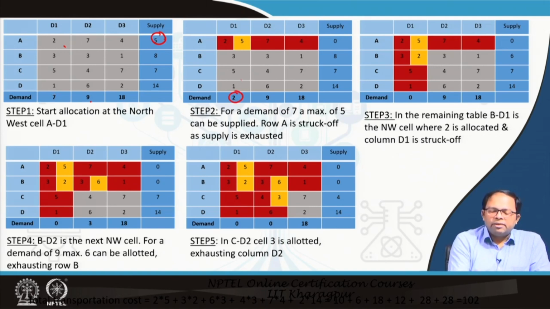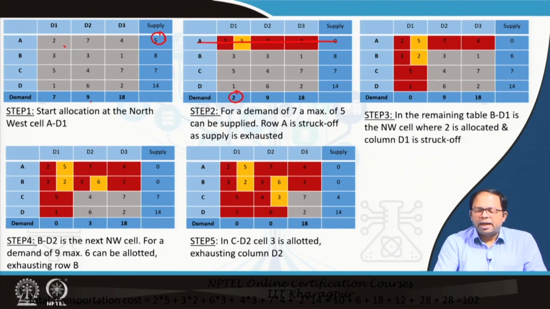So for D1 I have to again supply 2 more from somewhere else, but for A I have already supplied the entire 5. So A cannot supply anybody else. So there is no point of keeping that. That's why I make it red, so that there is no use of this particular row.